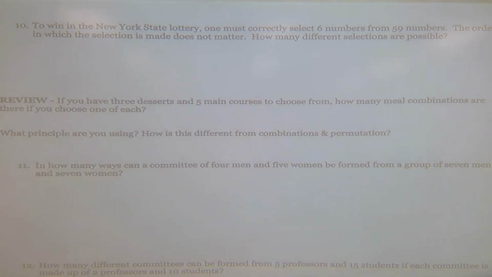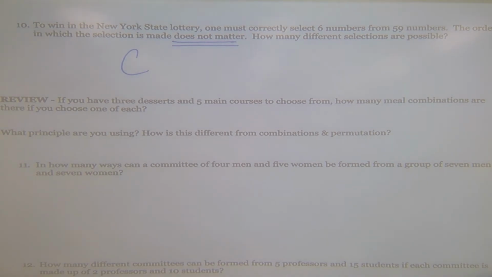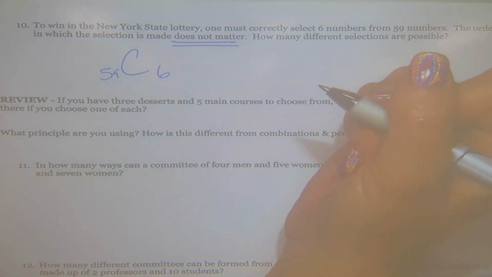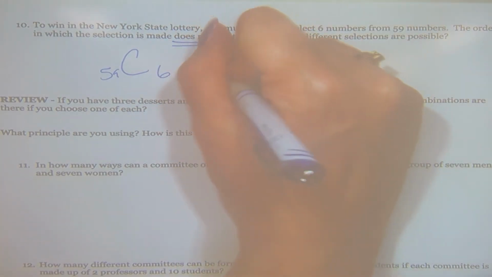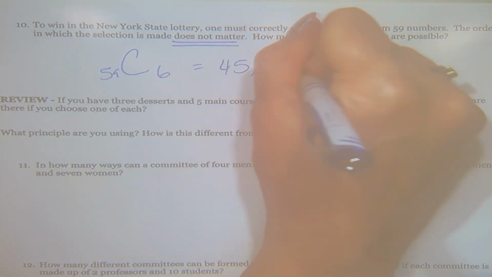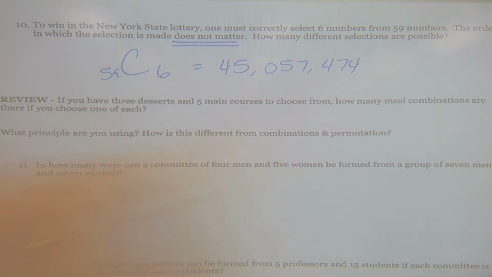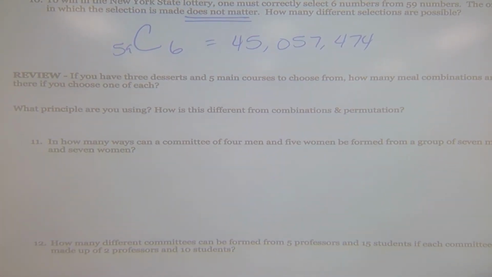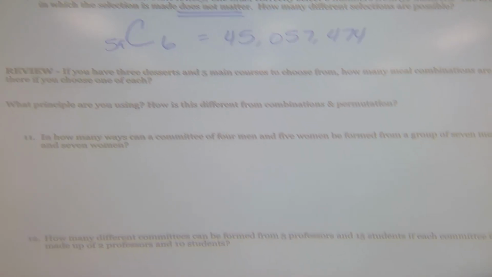Number 10, we're winning the lottery. You must pick 6 correct numbers out of 59 numbers. Order does not matter. That's my key for combinations. Start with the whole group. Choose how many you need. Plug that into your calculator. And you get 45 million. More than 45 million different selections are possible.